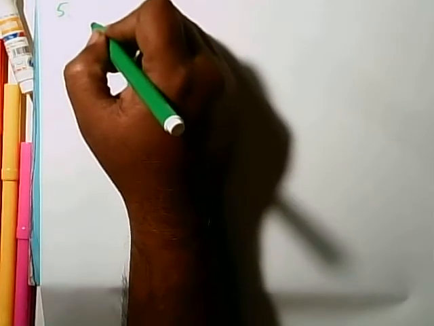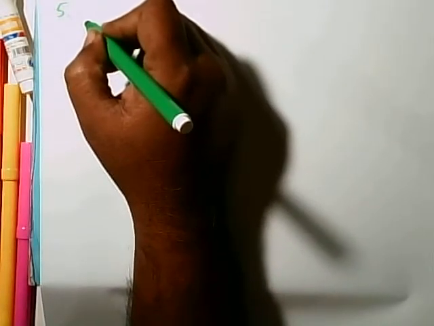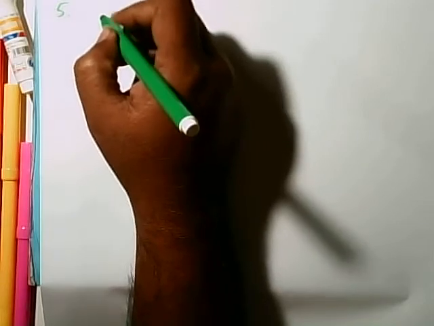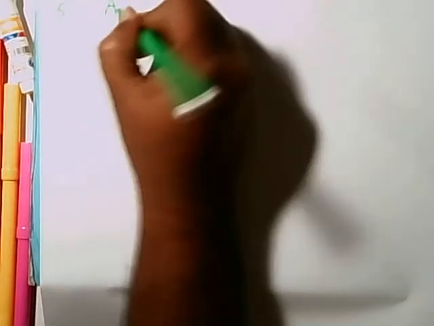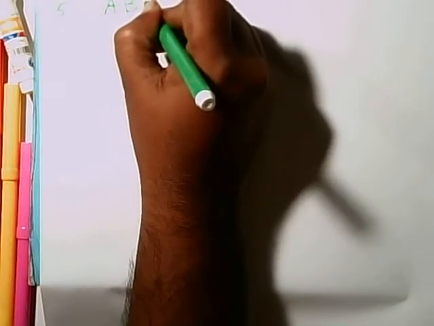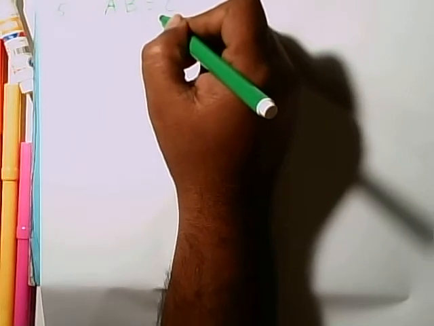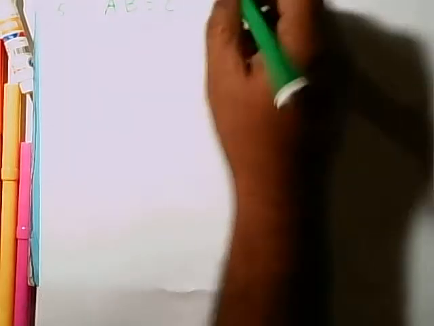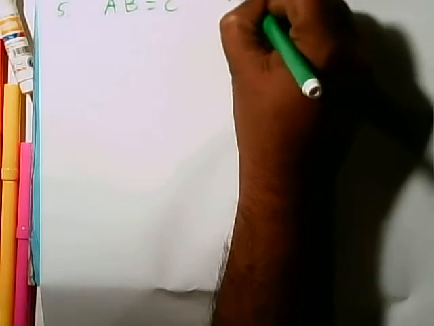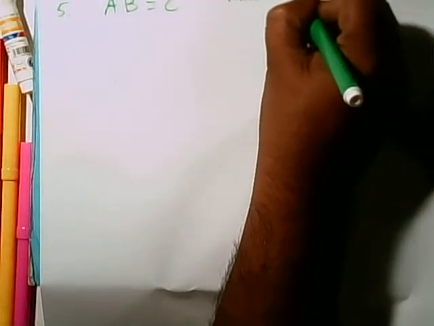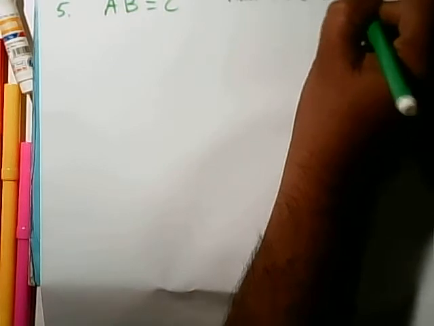Okay, moving on, we have question 5, last one. We were given a matrix A, matrix B, and a matrix C, and we were told that matrix A multiplied by matrix B is equal to C. And they say calculate the value of X. We have to find the value of X.